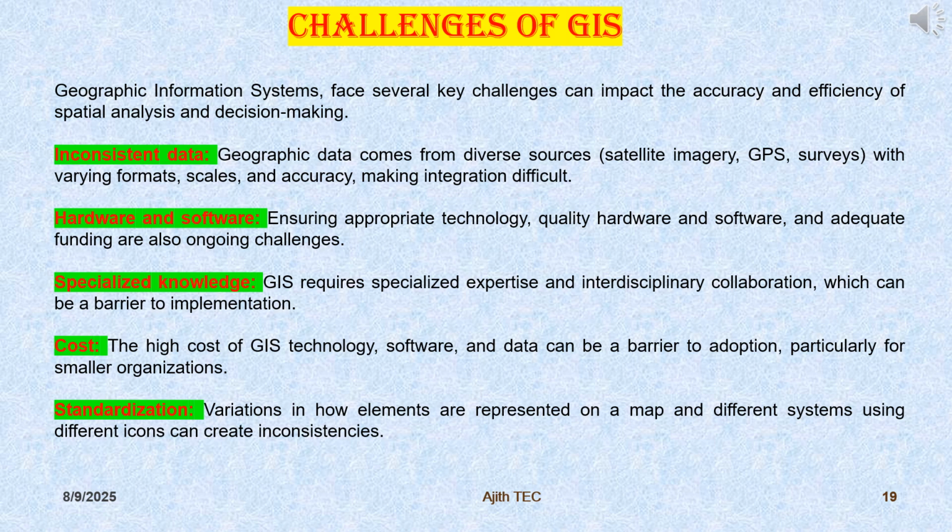Specialized knowledge. GIS requires specialized expertise and interdisciplinary collaboration, which can be a barrier to implementation. Cost. The high cost of GIS technology, software, and data can be a barrier to adoption, particularly for smaller organizations. Standardization. Variations in how elements are represented on a map and different systems using different icons can create inconsistencies.